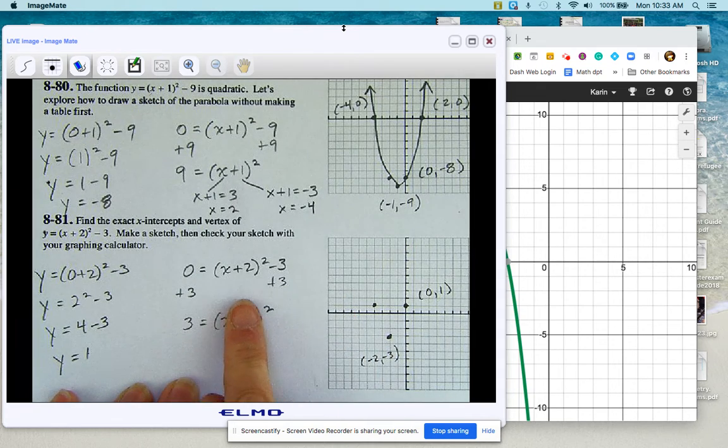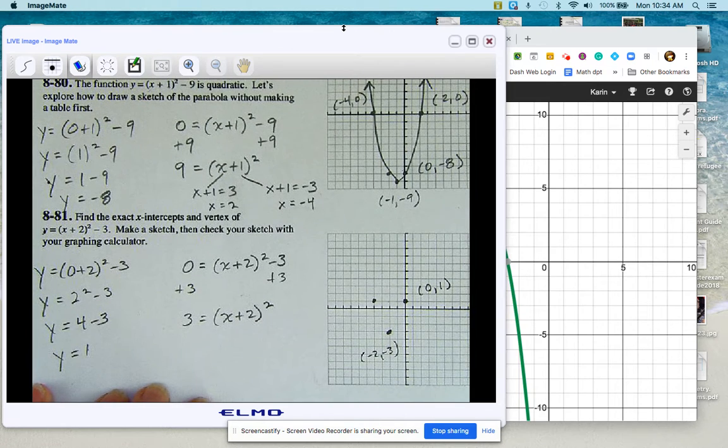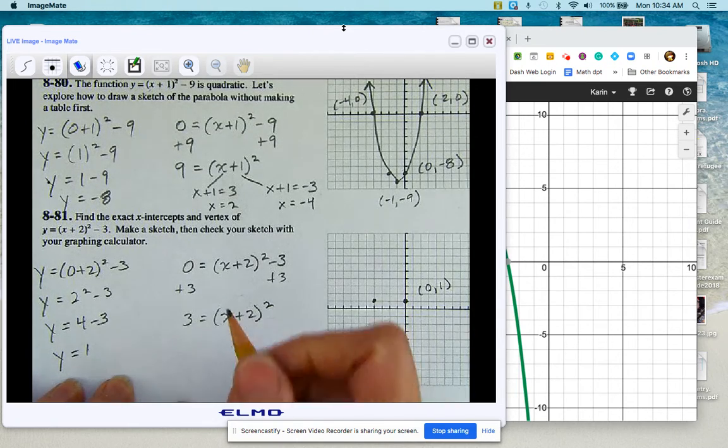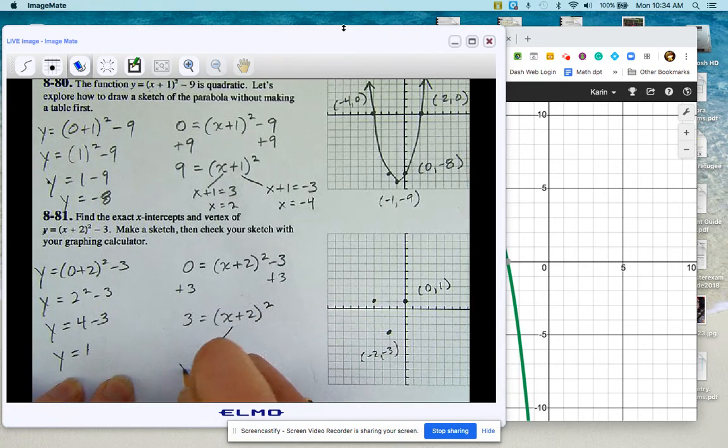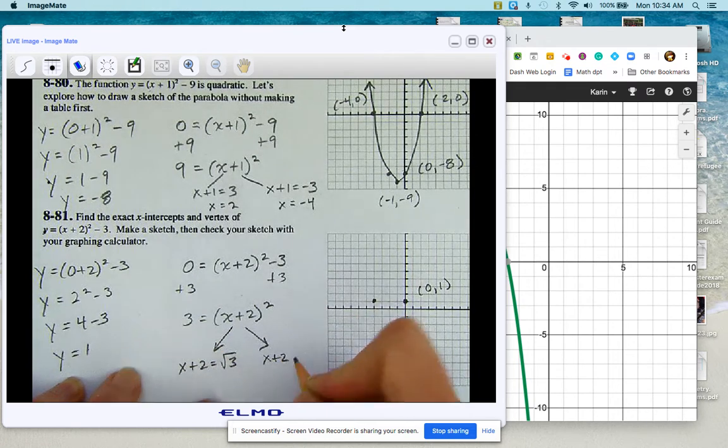All right, so what number squared is equal to 3? Okay, well, it's not 1. 1 times 1 is 1. It's not 2. 2 times 2 is 4. It's somewhere between 1 and 2. So it's actually the square root of 3. Okay, so either x + 2 has to equal the square root of 3, or x + 2 would have to equal the negative of the square root of 3.